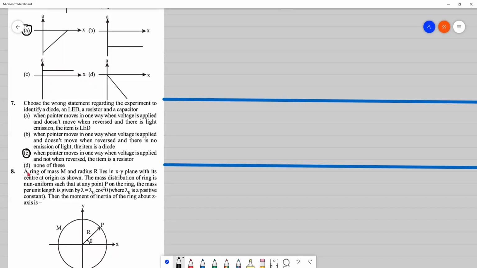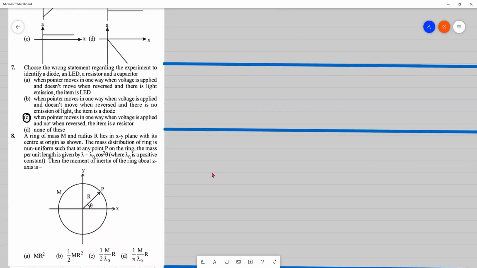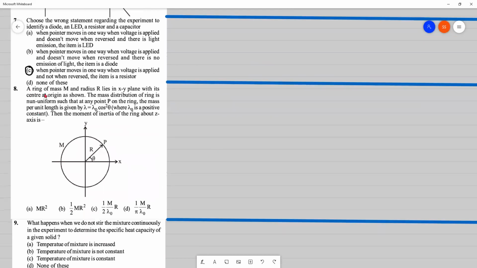This is the right answer for this question. So the next one is, a light ring of mass m and radius r lies in the xy plane with its center at the origin as shown. The mass distribution of the ring is non-uniform such that at any point P on the ring, the mass per unit length is given by lambda is equal to lambda. This is a varying mass.